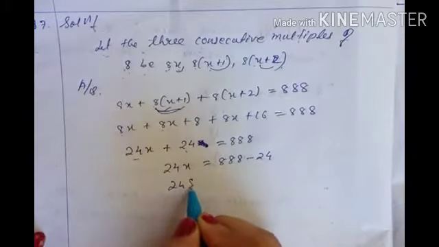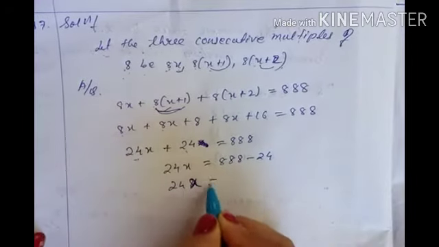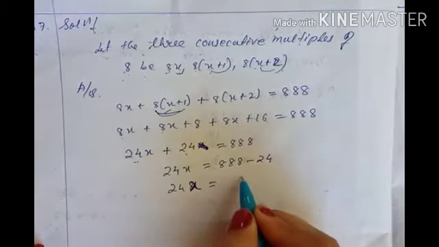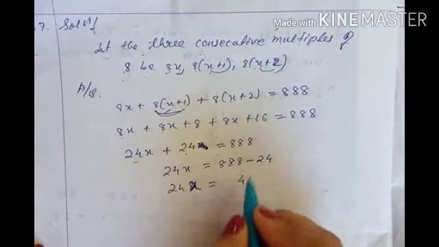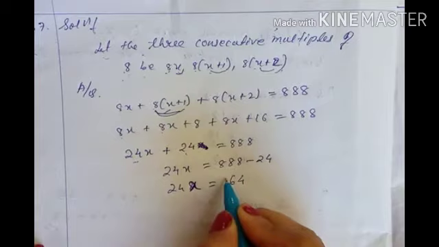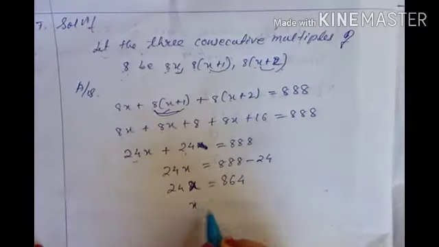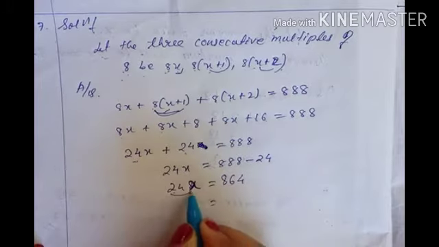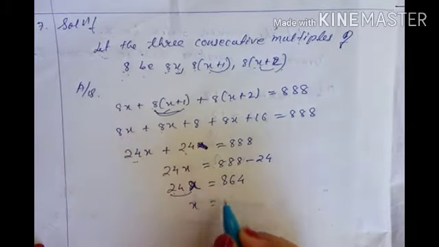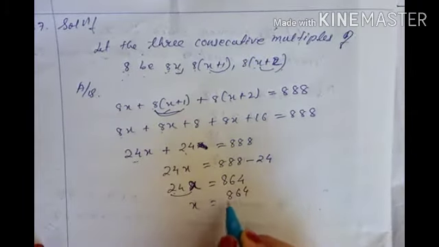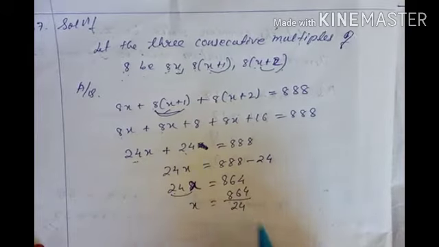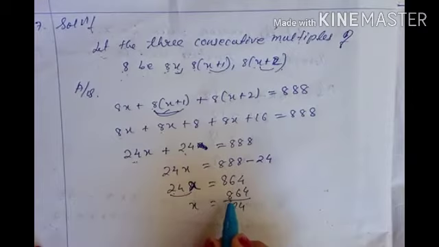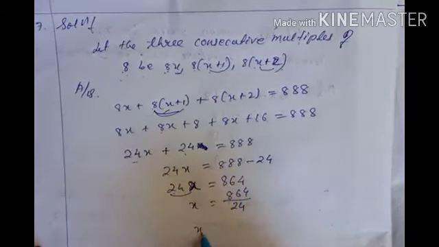Now 24x equal to, if you subtract 888 minus 24, you will get 4, and 8 minus 2, you will get 6, and 8. So 864. Now x equal to, you will transfer this 24 to the right hand side. Here it is multiply, and if you transfer it here, it will become divide, isn't it? Everybody knows this. Now if you divide 864 by 24, what will be the answer?